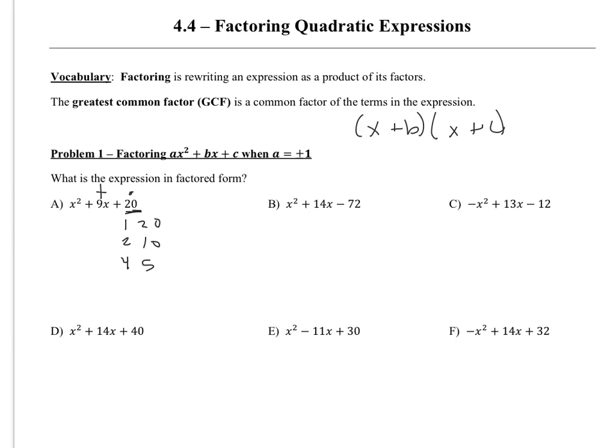So you're looking at what two numbers would add together to get 9. Now because this is positive, that means both of these are positive, and since this is positive, both of them are positive. So these two add together to get 9. So when I break it up, I have x plus 4 and x plus 5. And that's my final answer. I'm going to do that one, and I'm going to do F.